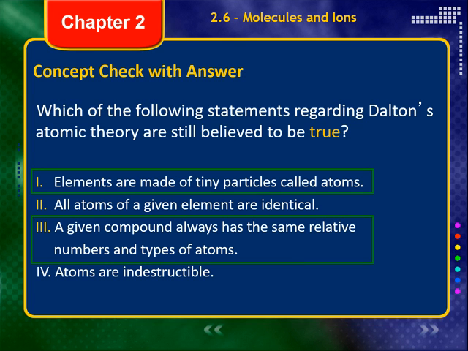A given compound always has the same relative numbers and types of atoms. Yes, that is still believed to be true. But all atoms of a given element are identical? No, we just talked about what an isotope is, so they're not all identical. Atoms are indestructible. That is also incorrect. We're simply not going to be covering a lot of nuclear chemistry this year because it's not on the AP exam.